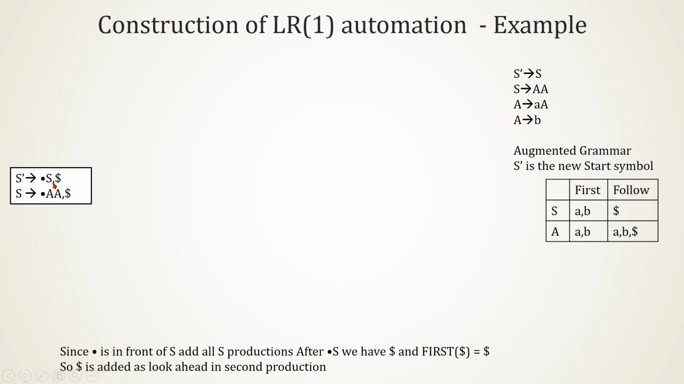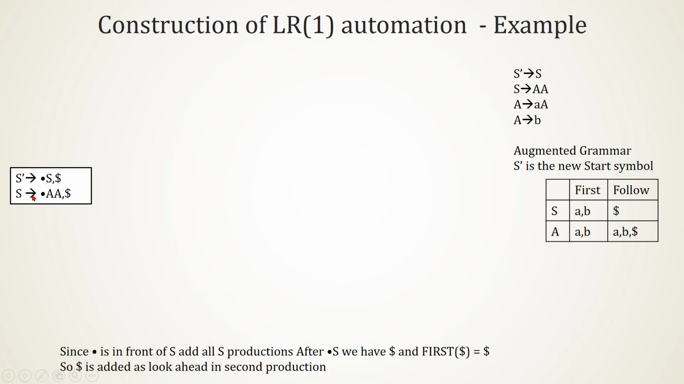No need to consider this comma. It is only to separate the production and look ahead. After dot S we have dollar. So we have to write first of dollar there. Anyway, dollar is a terminal symbol. First of terminal symbol is dollar. That's why dollar is written here.